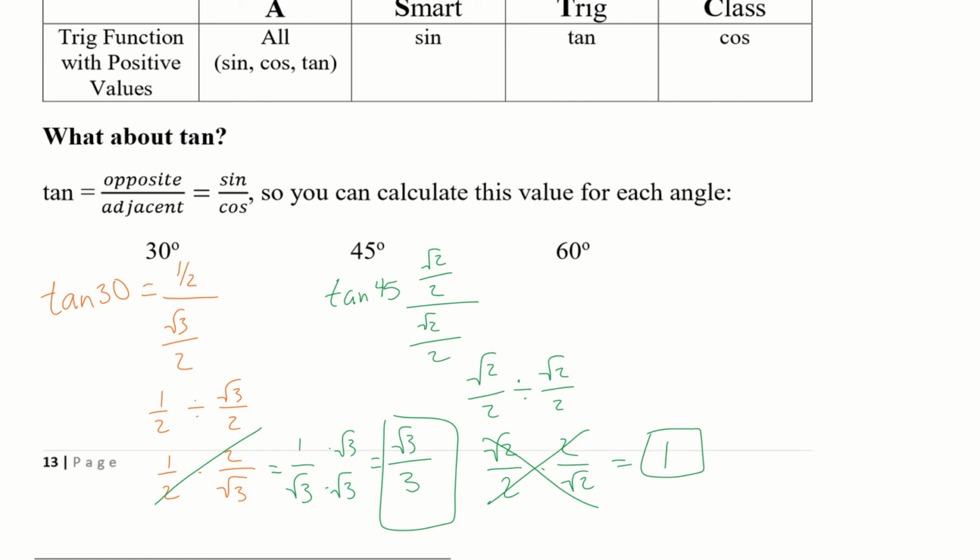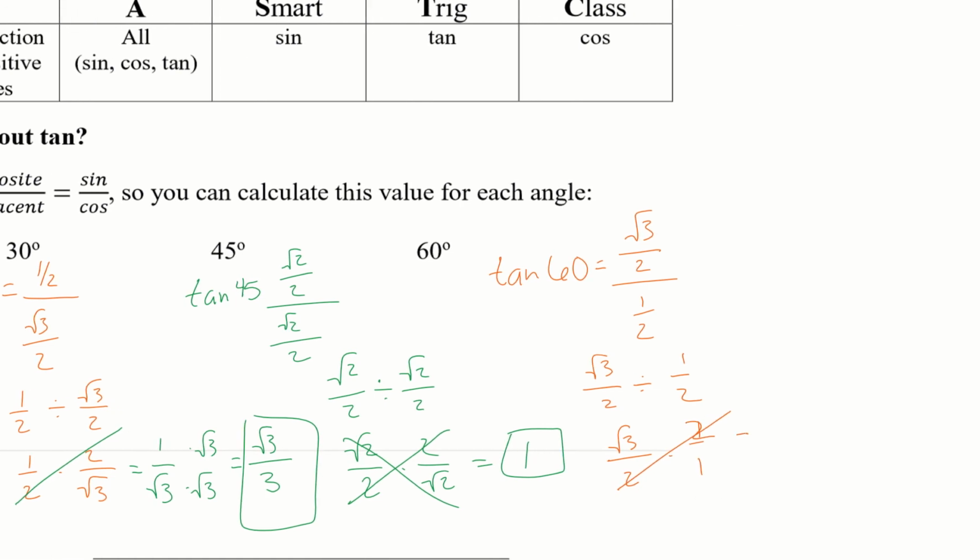Okay, let's take a look at 60, our last one, tangent of 60. Remember, 60 is just going to be the opposite of 30, so I can take root 3 over 2 all over 1/2. So let's rewrite that, root 3 over 2 divided by 1/2. Flip the fraction, root 3 over 2 times 2 over 1. So that cancels, and I'm just left with root 3 over 1, so my answer here would be root 3.